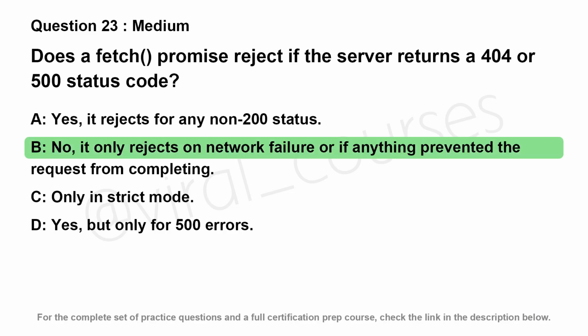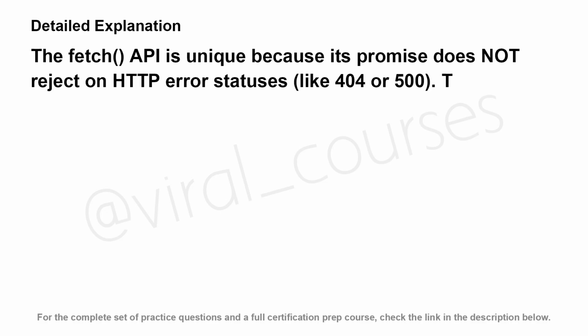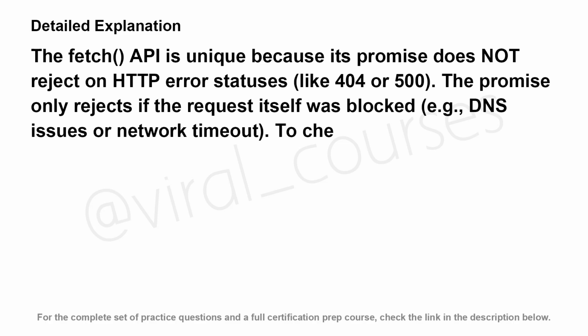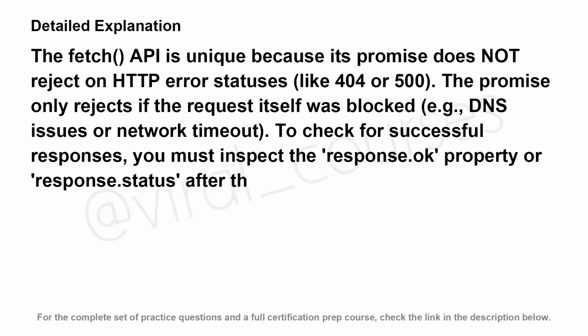The correct answer is B. The fetch API is unique because its promise does not reject on HTTP error statuses, like 404 or 500. The promise only rejects if the request itself was blocked, e.g., DNS issues or network timeout. To check for successful responses, you must inspect the response OK property or response status after the promise resolves.